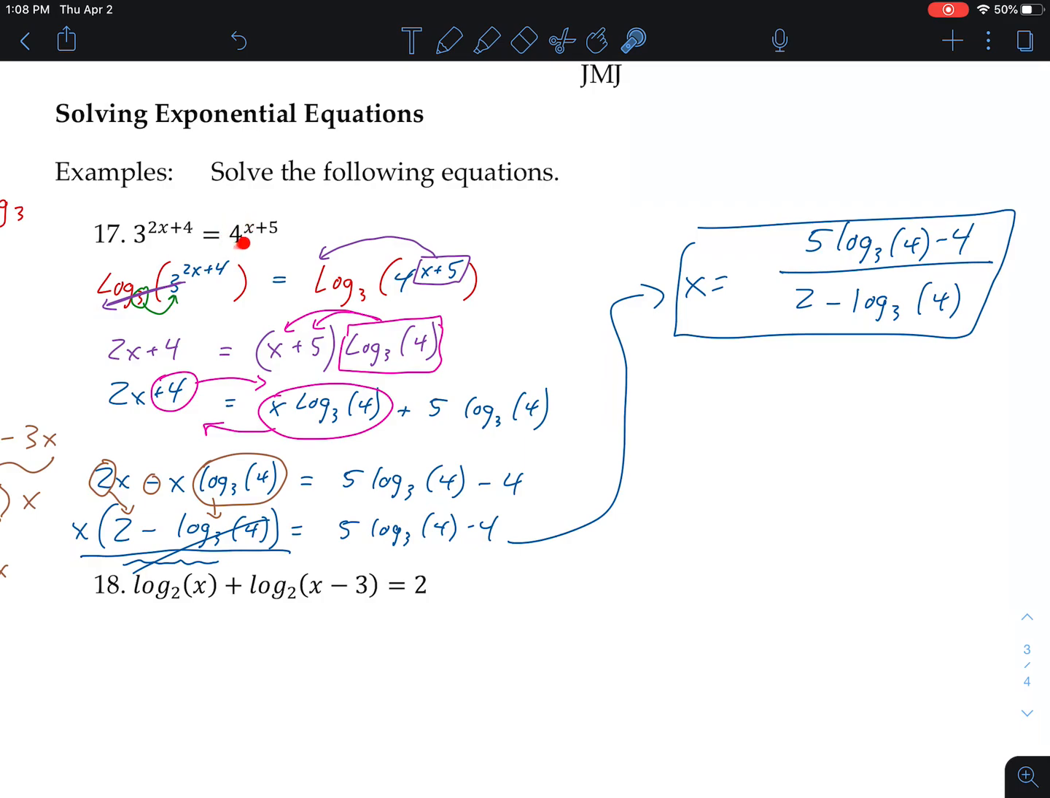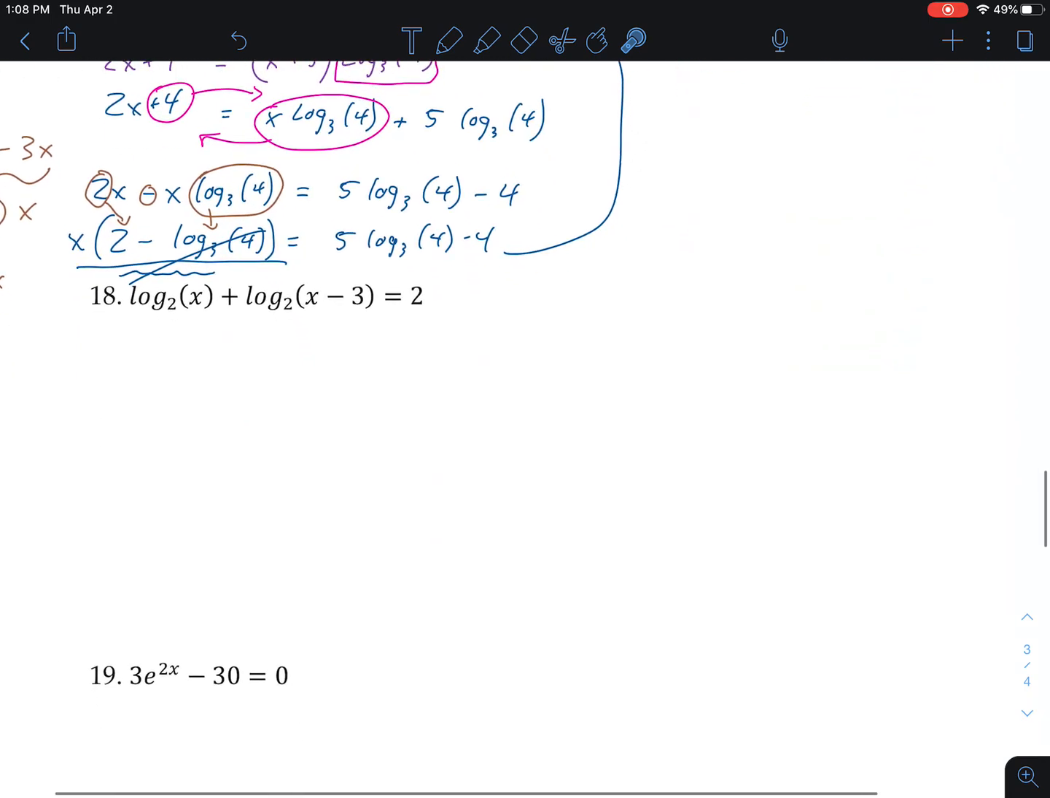Okay, if you did it the other way where you chose your base 4 to start, this would cancel. You'd have a lot of x plus 5s floating around. And then over here, you'd have a log base 4 of 3 to the 2x plus 4. Doesn't really matter. I chose it this way. A lot of log base 3 is my answer. Okay, let's do the next one.